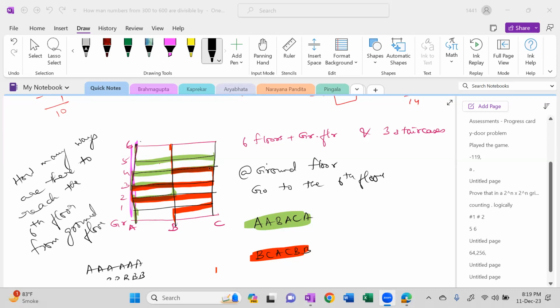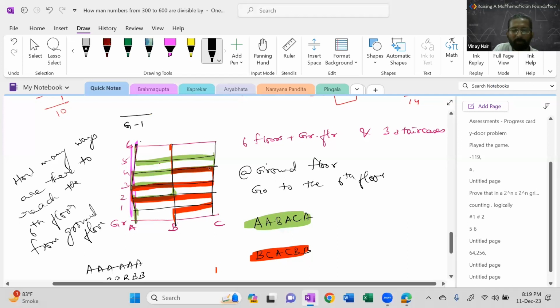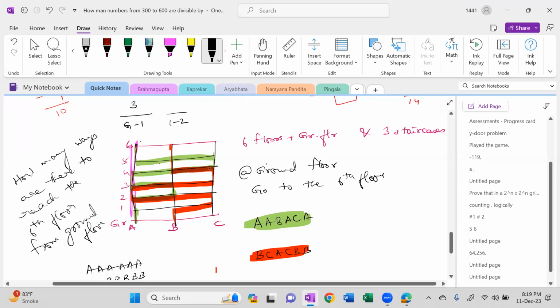So for the first one, it's either A, B, or C. What do you mean by the first one? Sir, from ground floor to first floor. Excellent. From ground floor to first floor, you can go through A, B, or C. So there are 3 options for going from ground to first. Okay, continue. Then from first floor to second floor, there are 3.